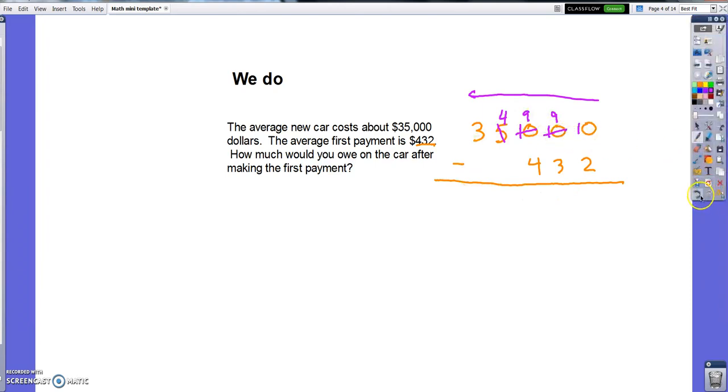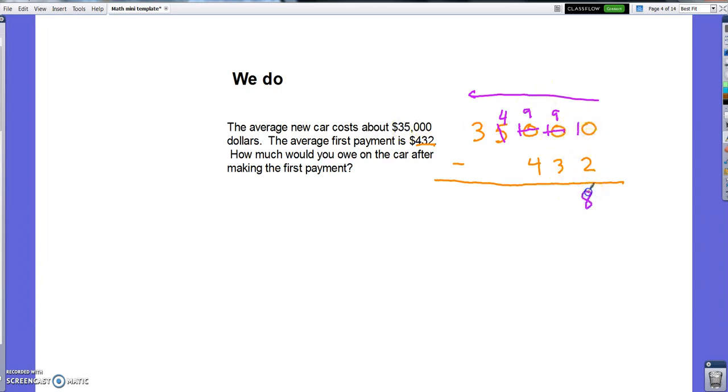Let me walk you through that one more time so you understand what I'm doing. I'm going to take 1,000 to make 10 hundreds. The reason I made 10 hundreds is because I need to regroup one of those hundreds to make 10 tens. And the reason I needed to do that is I needed to regroup one of those tens to make 10 ones. Now I'm in the clear and I can do all my subtracting.